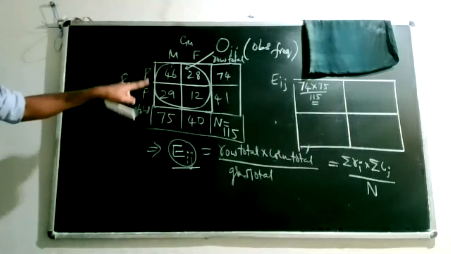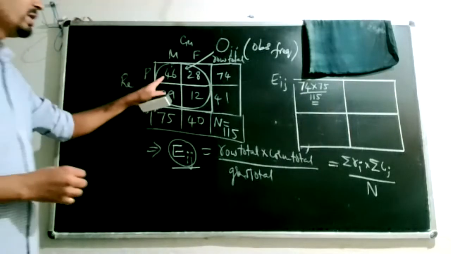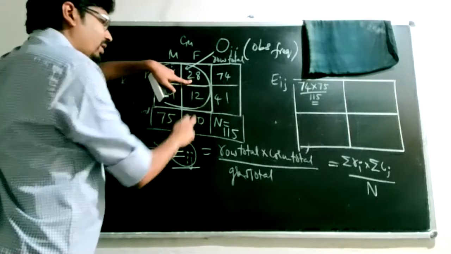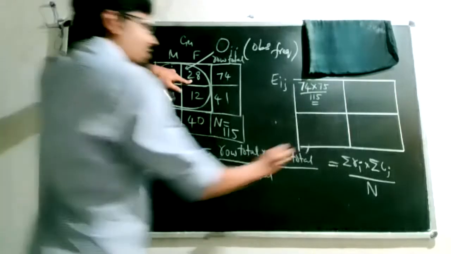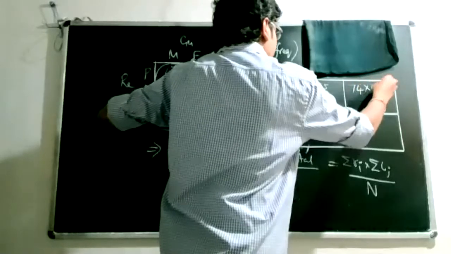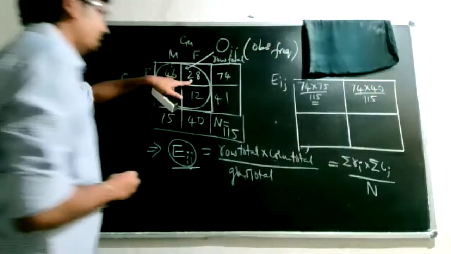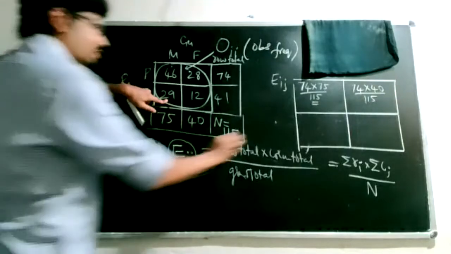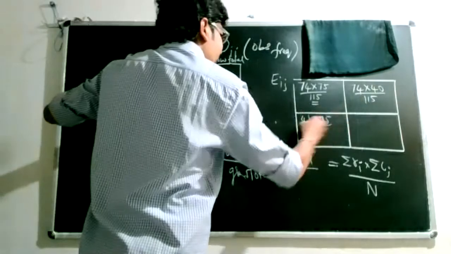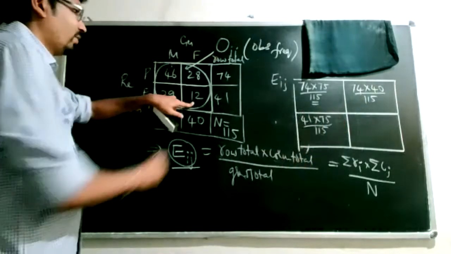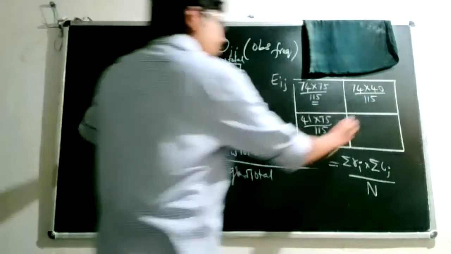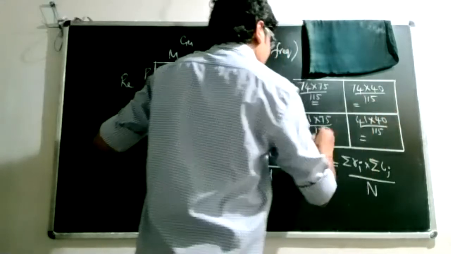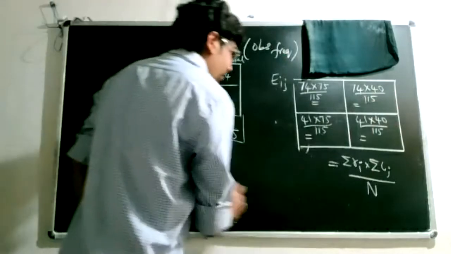We are not using Oij, we are just using the totals. Now the next value is this. For the number 28, its row total is 74, its column total is 40, grand total is 150. So 74 into 40 divided by 150. Next, for number 29, its row total is 41, column total is 75. So 41 into 75 by 150. For 12, row total is 41, column total is 40. So 41 into 40 divided by 150. Now compute these values. Those are your Eij.